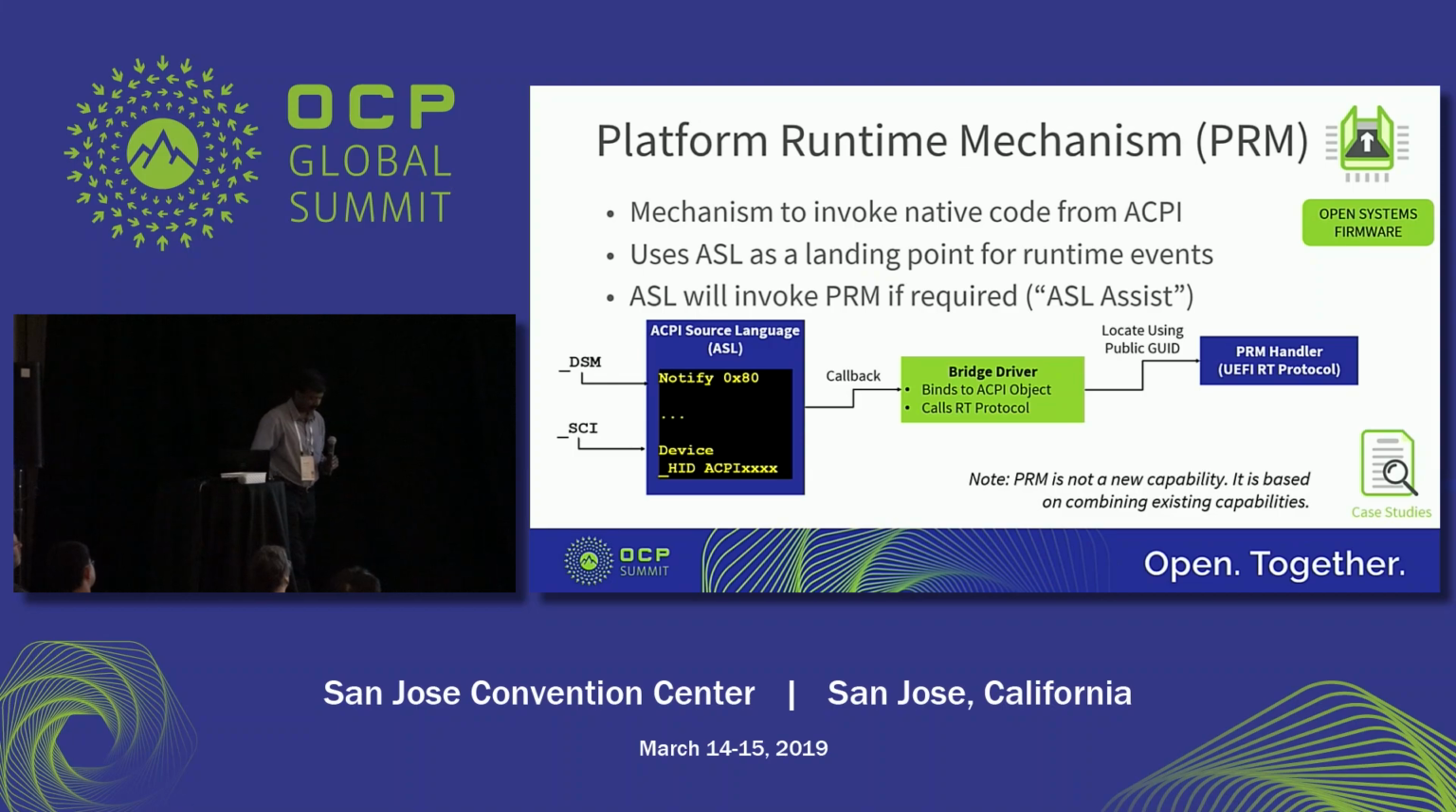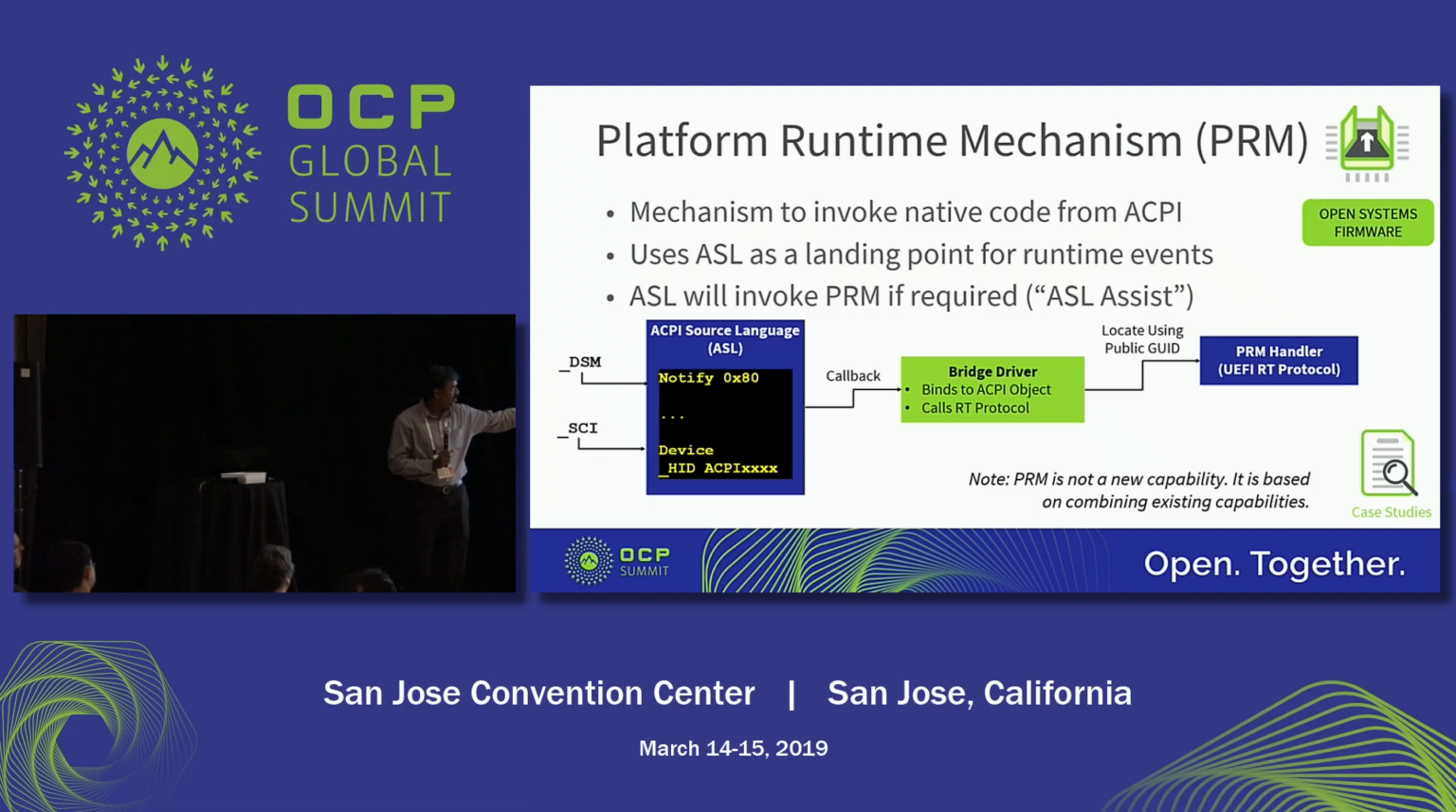So let's go to the actual proposal here, right? We talked about it in the OCP Regional Summit last fall. And today we're just going to do a case study, take one example, and basically show a video demo of what we did there. And so if you look at what a platform runtime mechanism is, it's basically a way to call into a native C execution context, like a runtime protocol from ACPI.